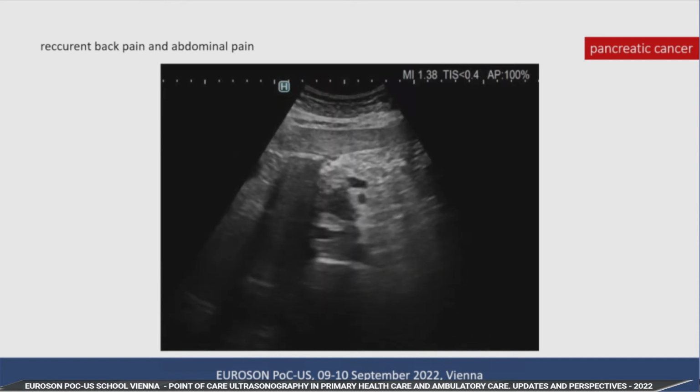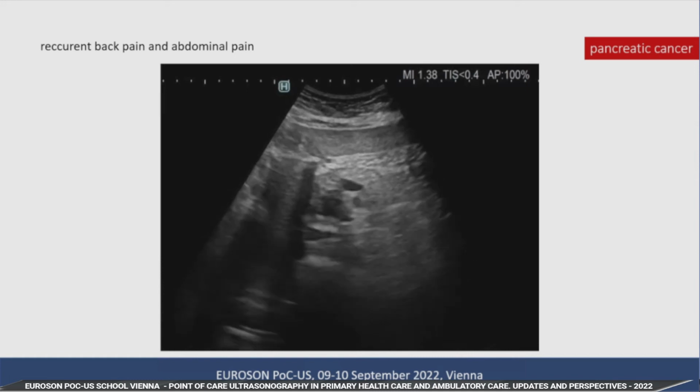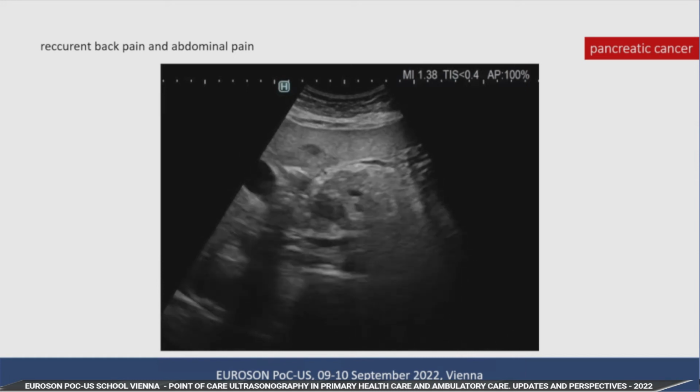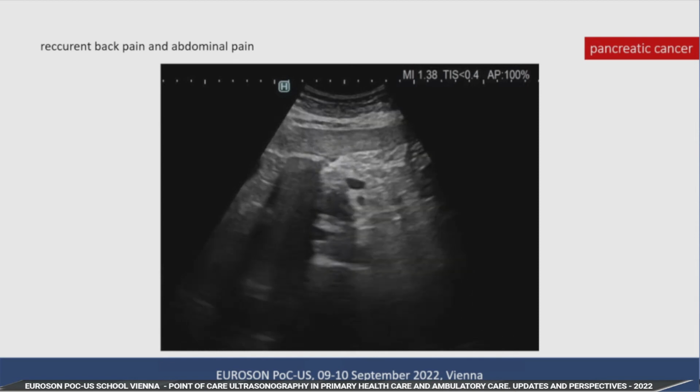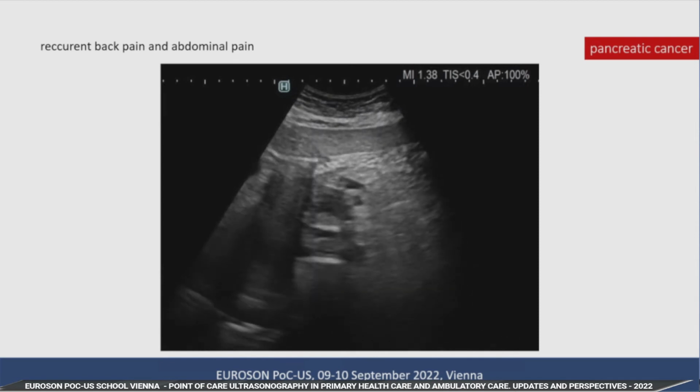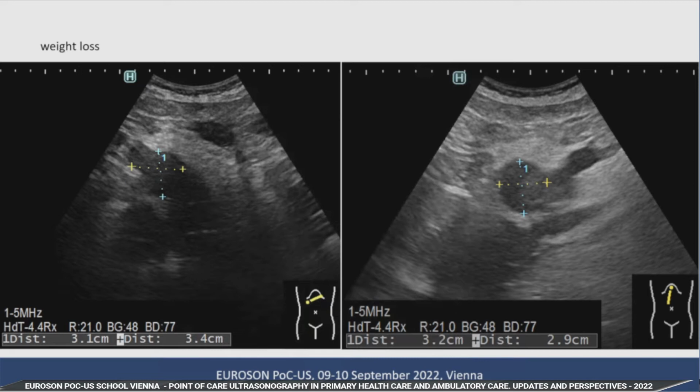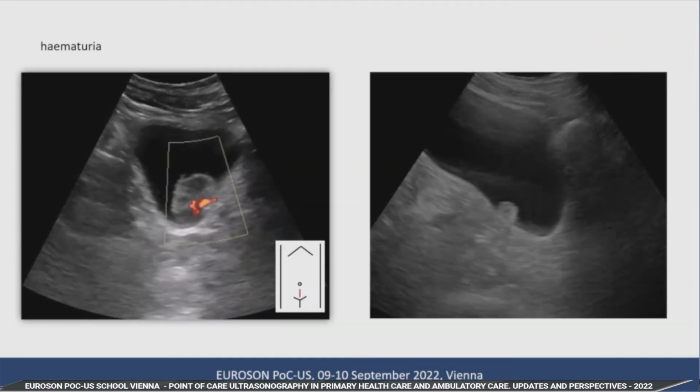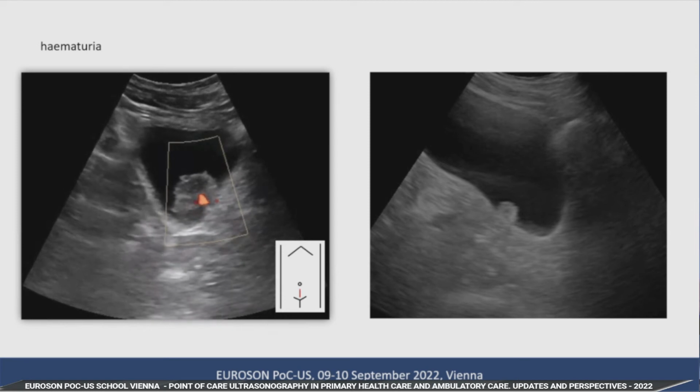The thing is that pancreatic cancer may cause different symptoms, and considering those symptoms, please think about recurrent back pain or abdominal pain as well. And if we are looking at the reason for unwilling weight loss, let's also consider pancreatic cancer. This is pancreatic cancer in the head of the pancreas. We need to examine the patient in a standing position.